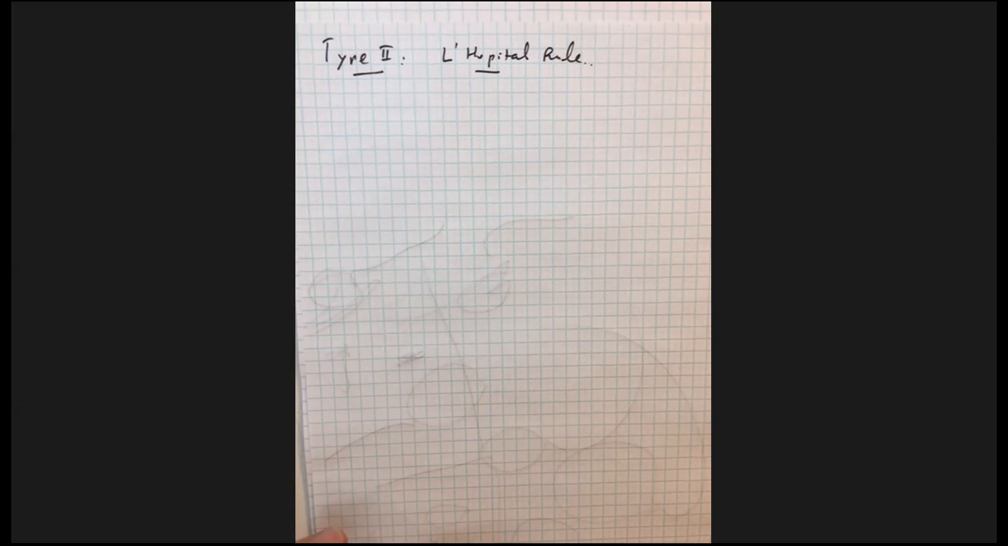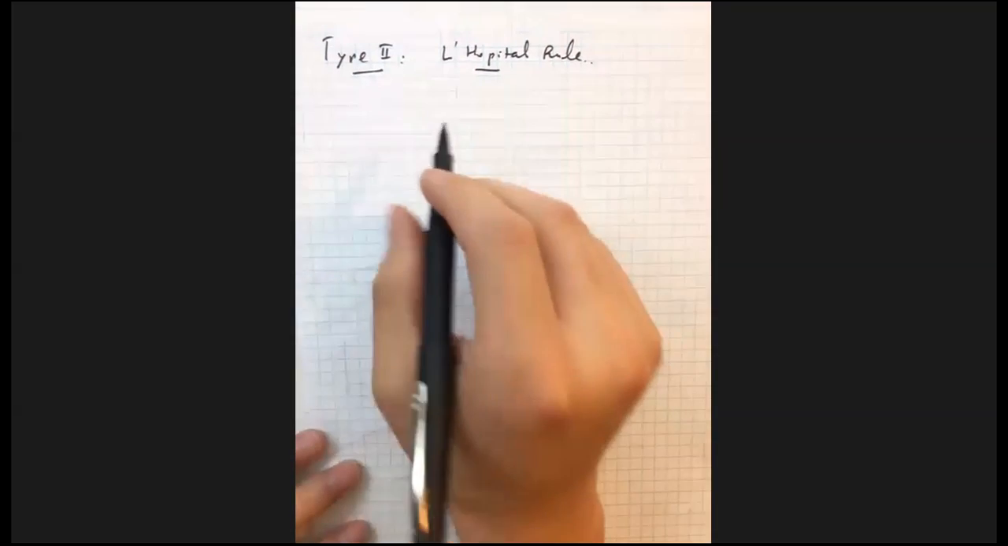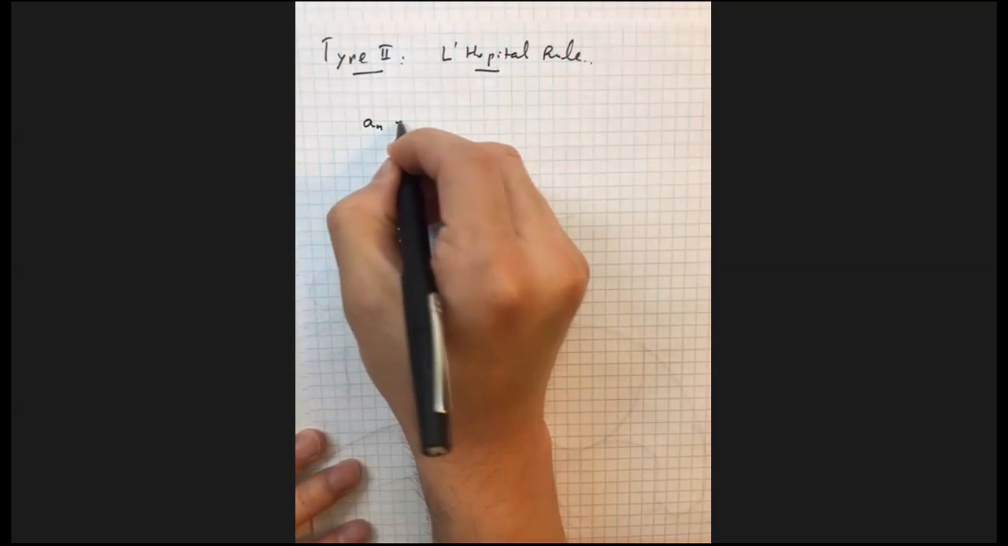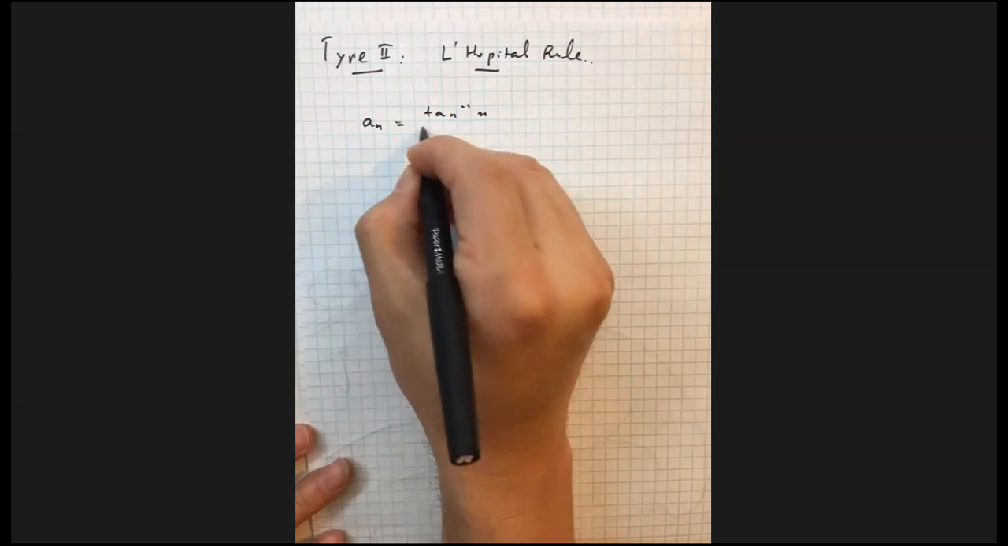But keep in mind, when you do this, it doesn't mean it's reasonable, because you should realize that n is somehow changed into a new variable which actually takes all possible real values. It's not just integer values. And that justifies the computation. So the first example is the following one: a_n equals the inverse tangent of n over n.